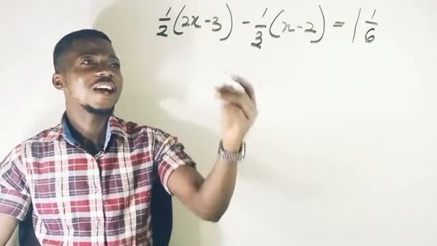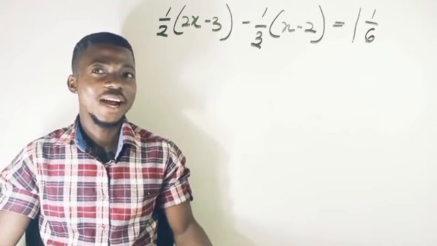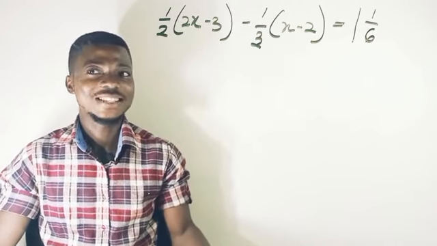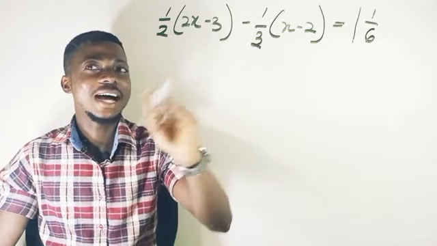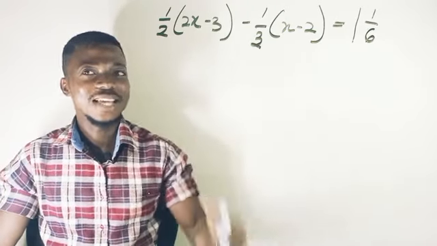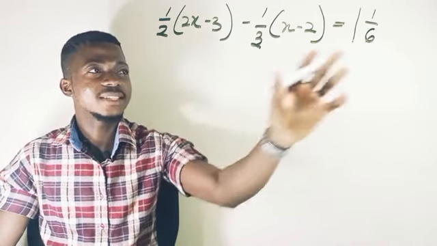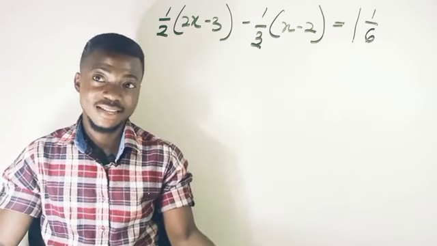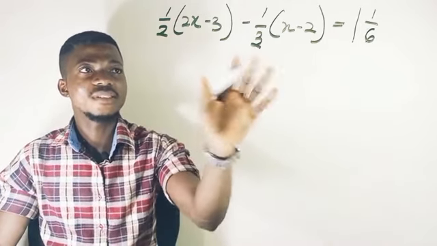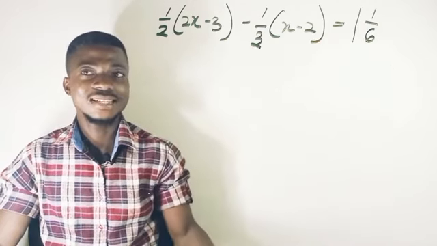Alright, so in case you have a question like this, how are you going to do it? It's very simple. The first thing you want to do is to find the LCM, that's the lowest common multiple. So we have 2, 3, and 6. What's the LCM of 2, 3, and 6? That's 6, because 2 and 3 are both factors of 6. So we take 6 as the LCM.